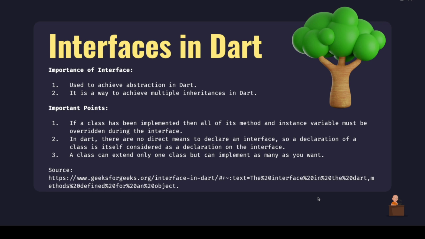Some important points to keep in mind when looking at interfaces include: if a class has been implemented, then all of its methods and instance variables must be overridden during the interface. In Dart, there are no direct means to declare an interface, so a declaration of a class is itself considered as a declaration of an interface. A class can extend only one class but can implement as many as you want.